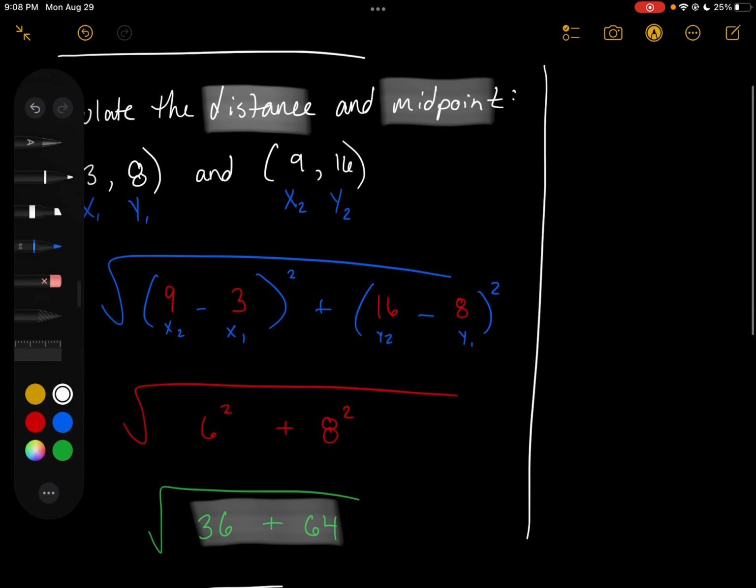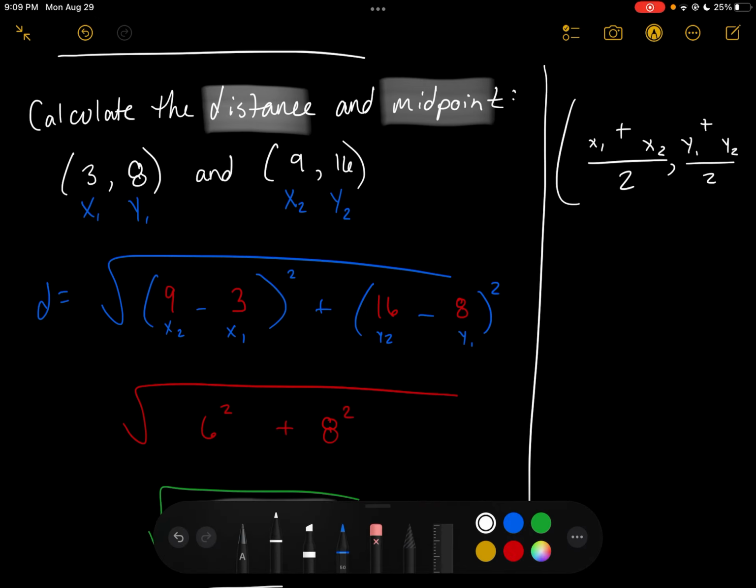Now, on the other side here, we have to solve for the midpoint. So our midpoint formula is x1 plus x2 all over 2, comma, y1 plus y2 all over 2. And I realize I should put this plus a little bit higher up here. So working through this, we're just plugging in our same numbers here, so we know that x1 is 3 and x2 is 9. And y1 is 8, and y2 is 16.